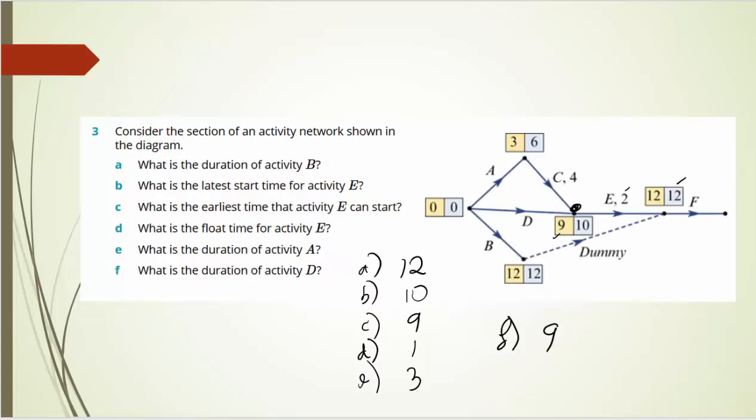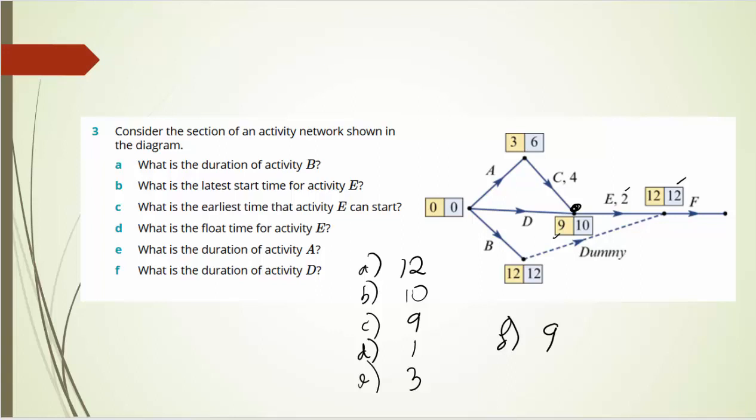Question 3, another activity network or section of one. Duration of B, you can work out from the other numbers, is 12. Latest start time for activity E will be 10, the blue number at the beginning of E. The earliest time that activity E can start is 9, which is the yellow number at the beginning of E. The float time for activity E is going to be 12 minus 2 minus 9, which is 1.